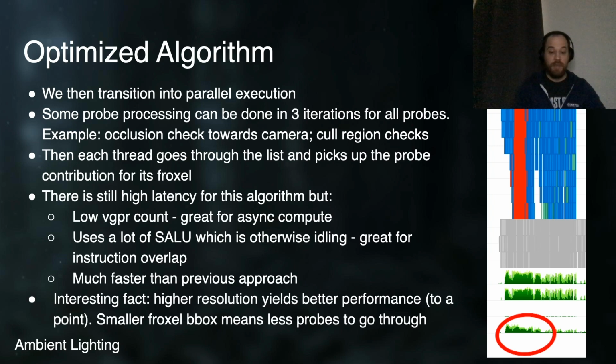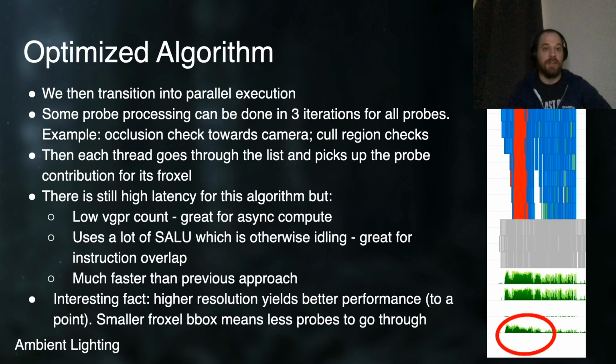So the optimized algorithm, you will see that we just go in scalar fashion, we assemble that list, and after that list is done, we can actually, in parallel fashion now, within 3 iterations, process all of the probes that have the same test, for example, occlusion towards camera, and then from there, every thread picks and goes through those lists to pick out the probes that they need. So we have this coarse pass as part of the same shader.